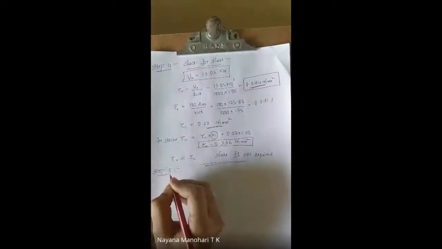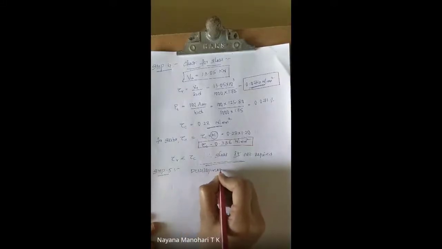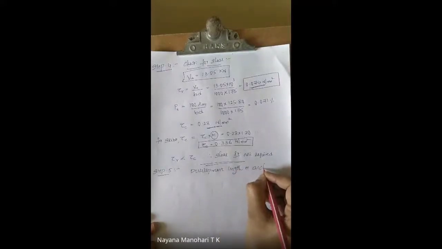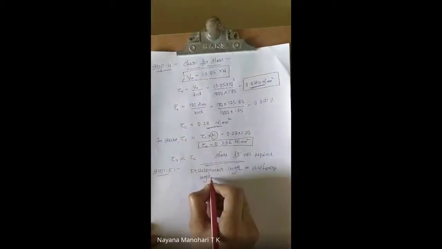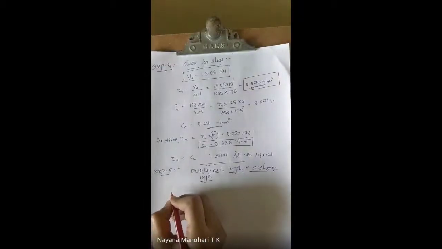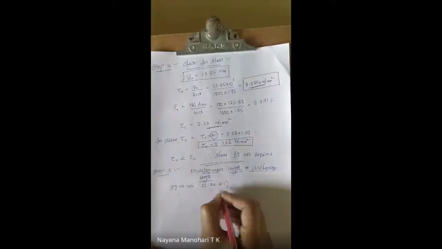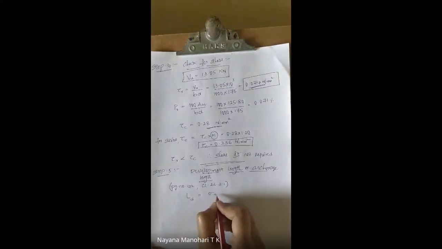Next, step number 5: development length or anchorage length. Same formula, you are already familiar with that. That is page number 42 of IS 456, clause 26.2.1. You know that development length LD will be equal to sigma S into phi divided by 4 into tau BD.